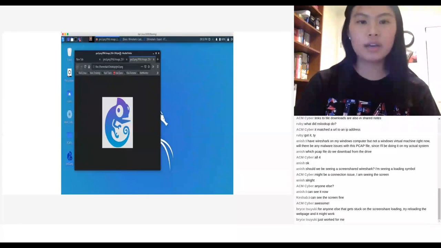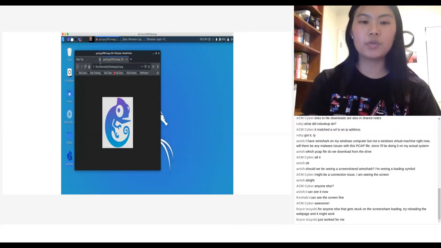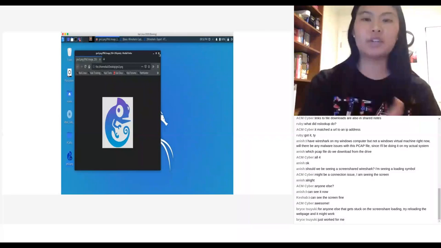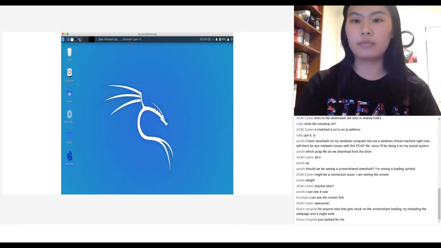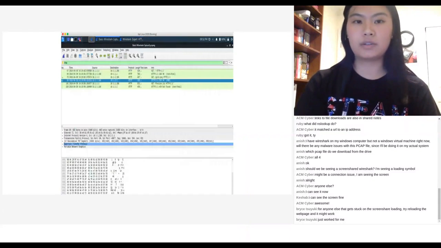Okay, so you see that it literally shows you the PNG that that person visited. That picture was located on their website. Okay, so going back here.